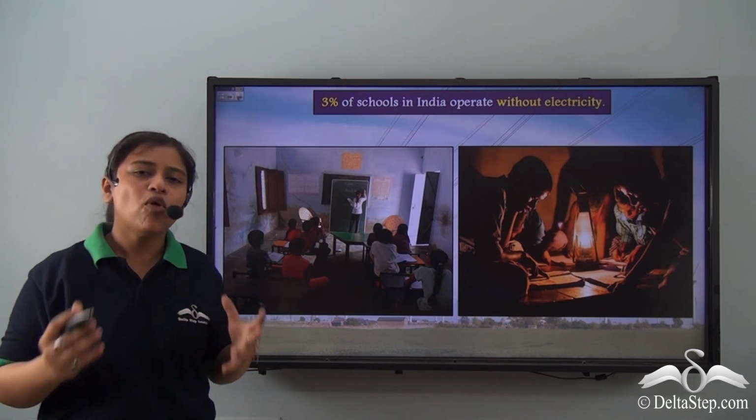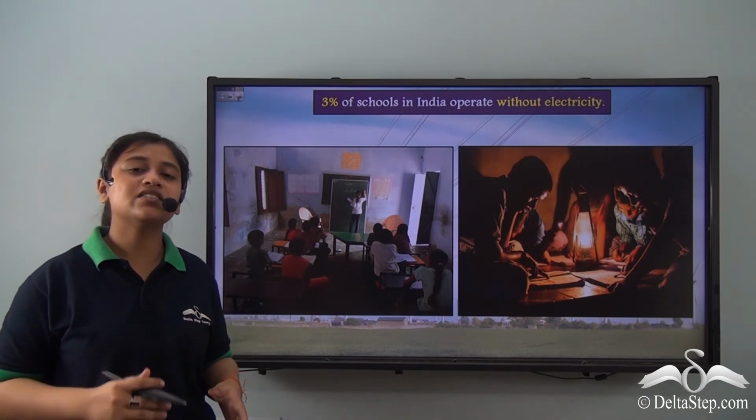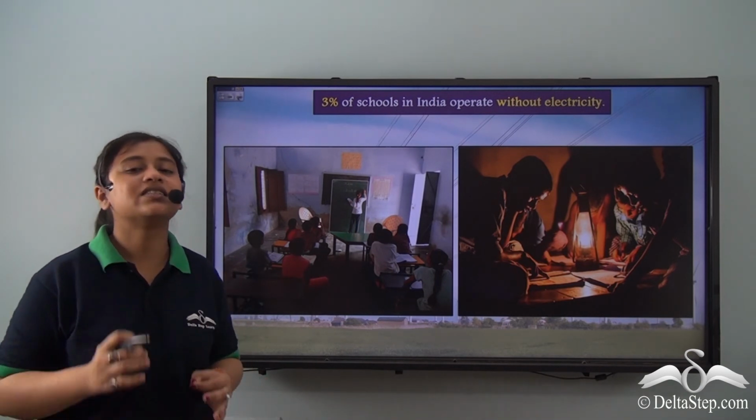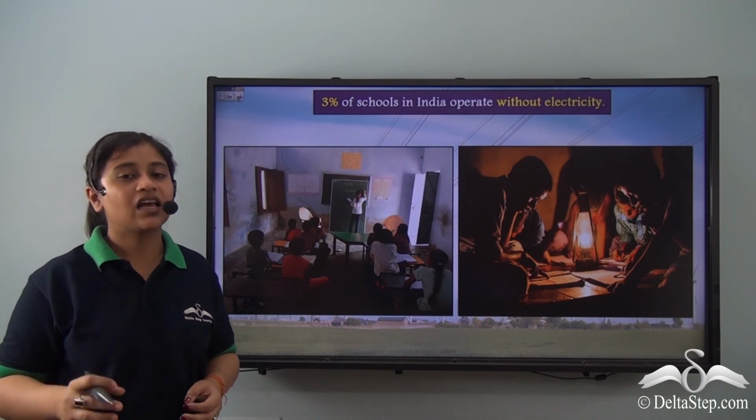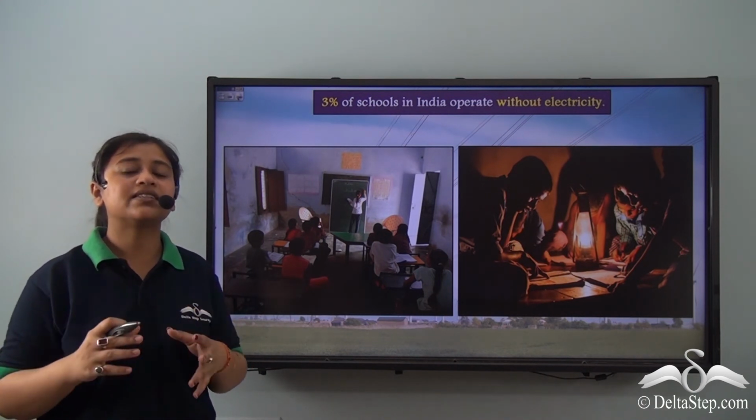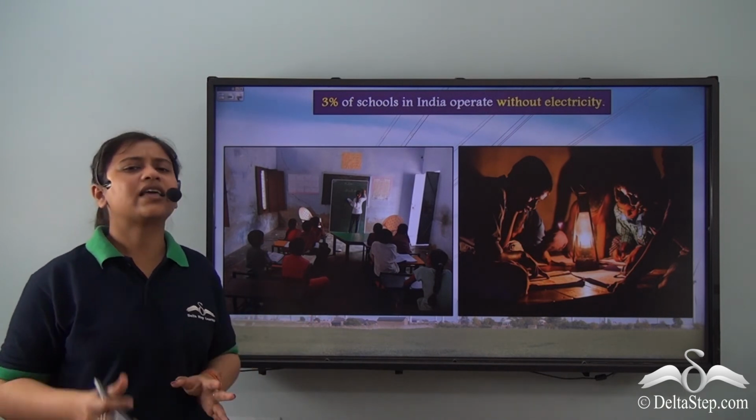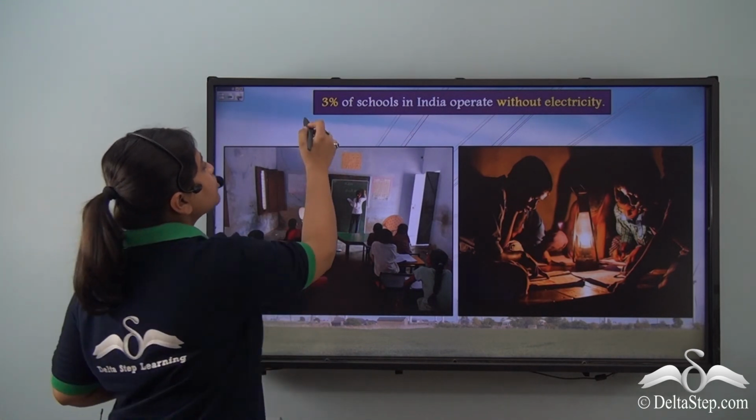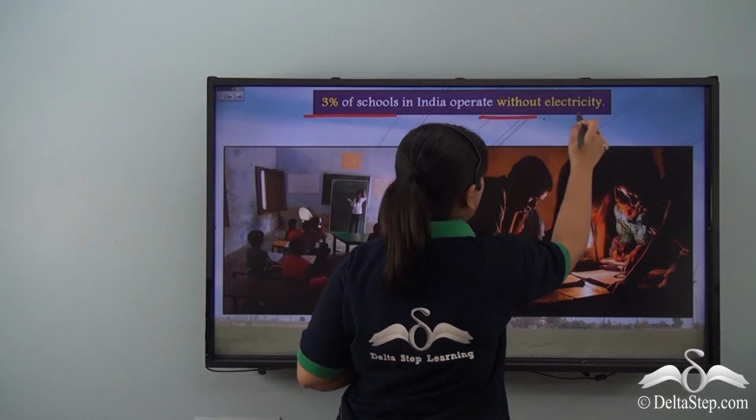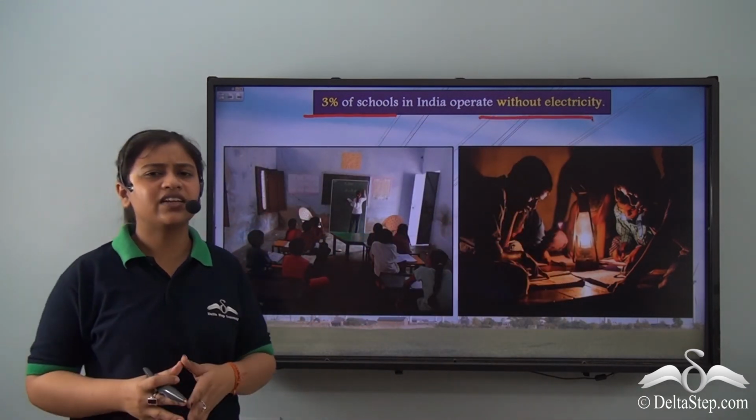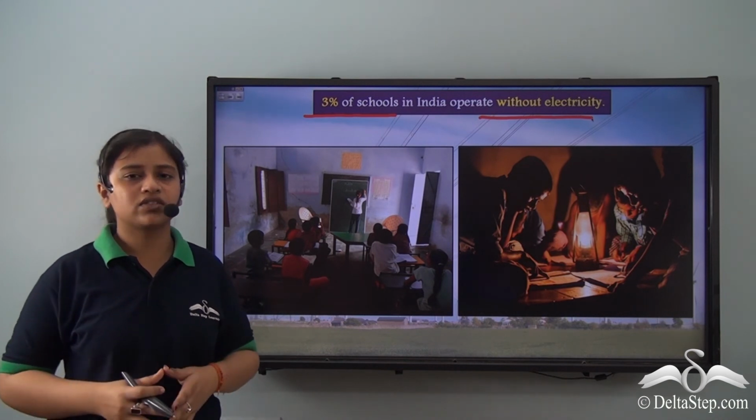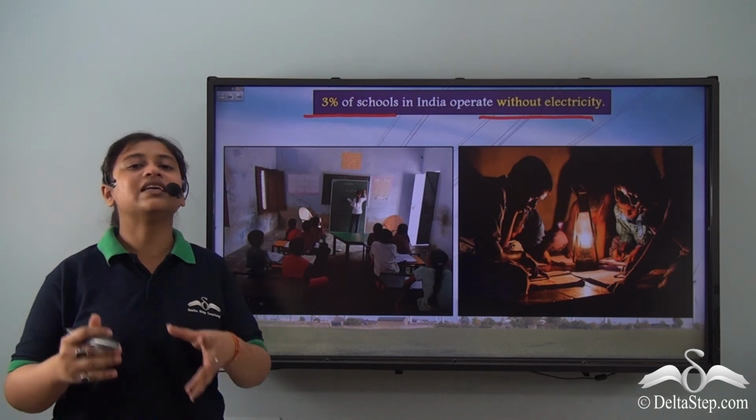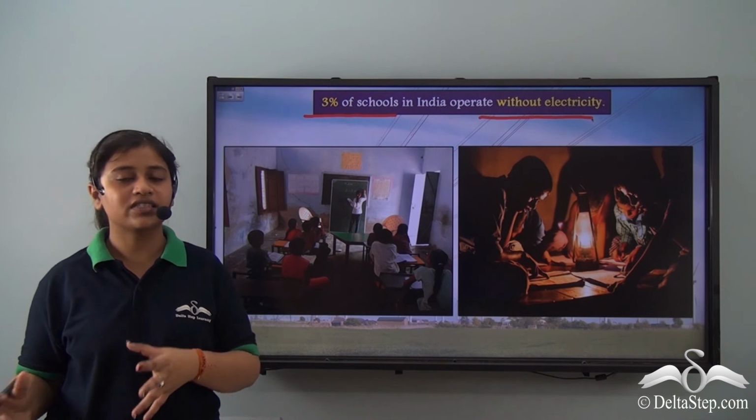So where most of us are carelessly using these limited non-renewable resources, there are places with no access to this important necessity that is electricity. Yes, in developing countries like India, there are places with no access to electricity at all. Can you imagine a day without electricity? No, it is very, very difficult. Around 3% of the schools in India operate without electricity even today. Isn't that very unfortunate? Yes, it is. So what can we do about it? We can simply be very responsible on our part and not use these limited energy resources carelessly.